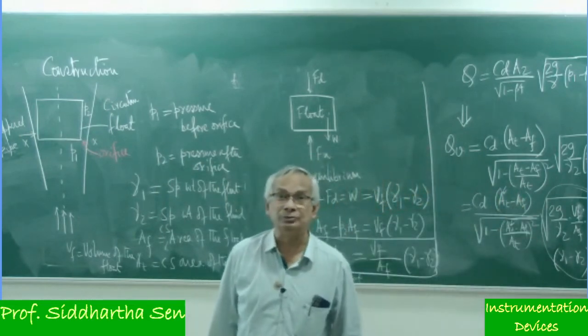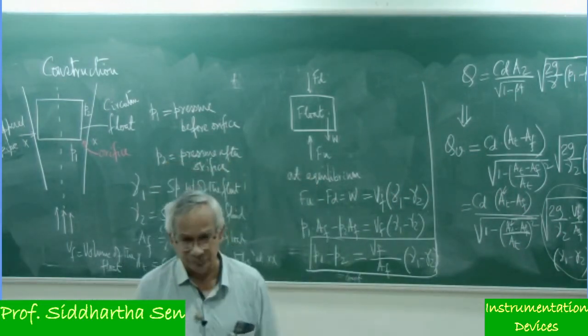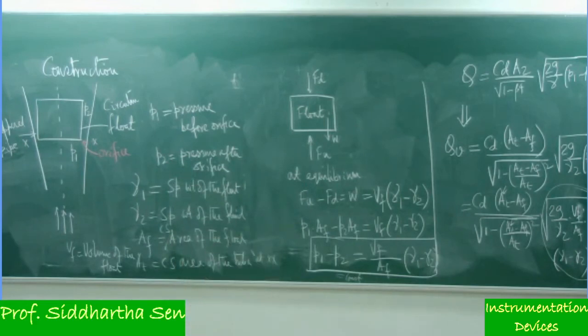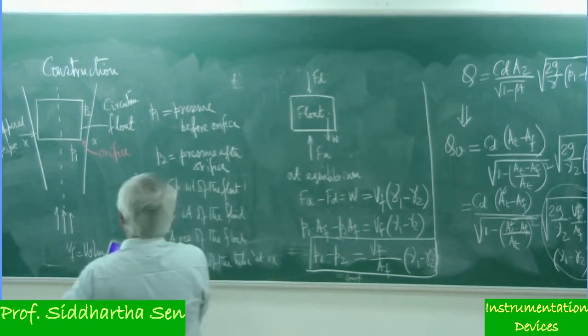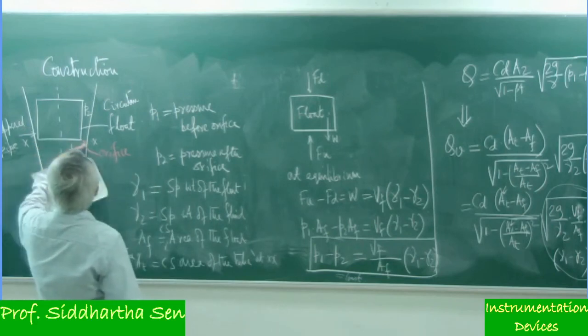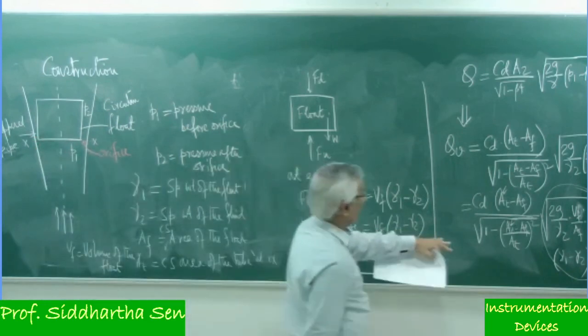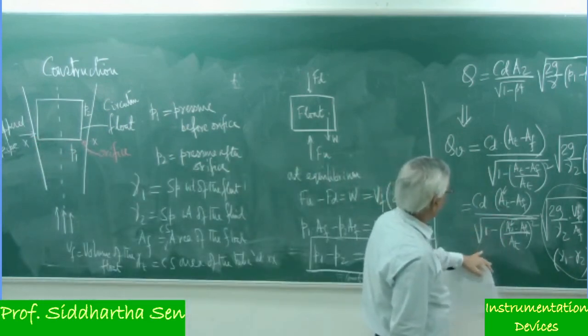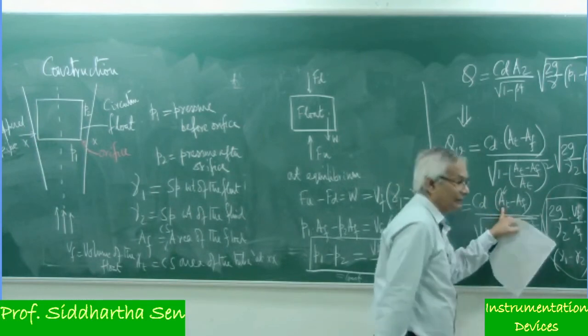the area of the tube. So in this case, the pressure drop remains constant, but AT is changing, and that is what we are trying to do. And that's why it is called the constant pressure drop variable area type sensor.